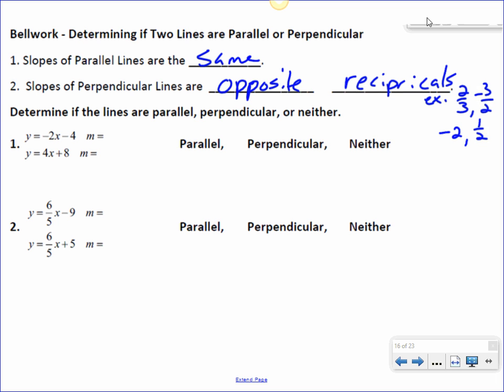Okay, so for number one here, determining whether the lines are parallel, perpendicular, or neither, you should have said that the slope of the first one is a -2, slope of the second one is a +4. So they don't fit either one of the top two categories. So we would have been circling the word neither here. On this next one, the slope of the first one is 6/5. The slope of the second one is 6/5. Since those two lines have the same slope, we would say those two lines are parallel.